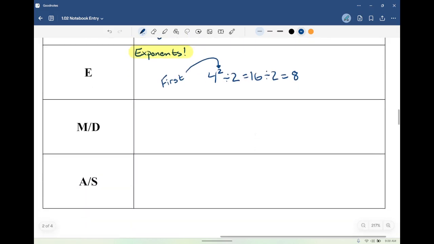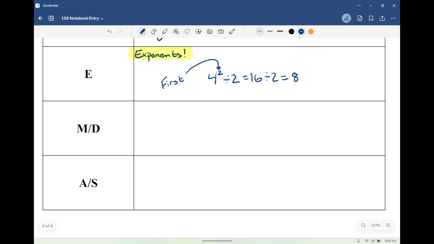Now, M/D, this is multiplication and division. Now, the big headline for multiplication and division, and addition and subtraction when we get there, is truly left to right. If you have only multiplication or division left, you just go left to right. And so, I'm going to name that.